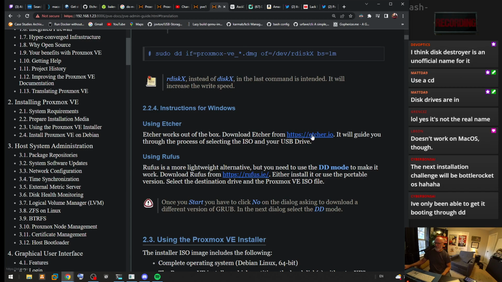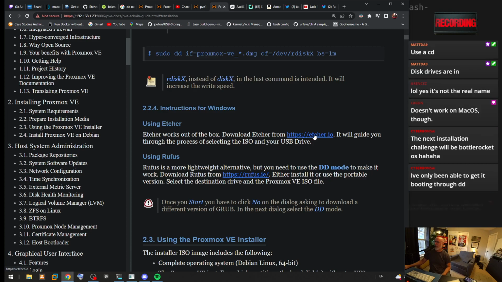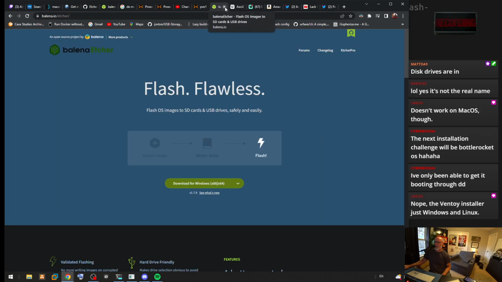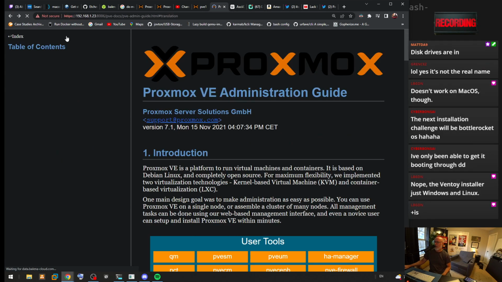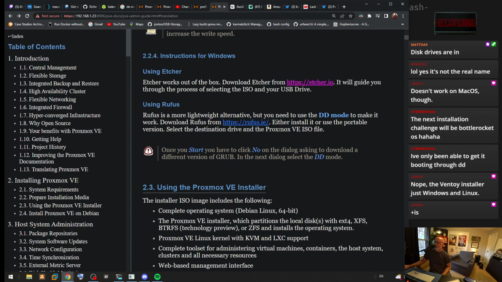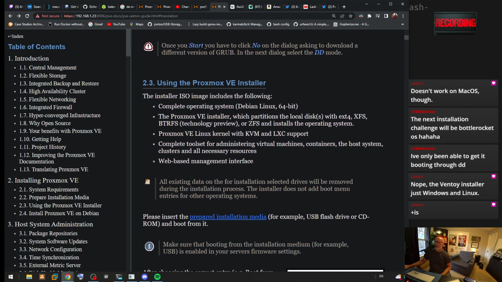Using Etcher. This is the thing we were talking about doing yesterday, using Balena Etcher. Etcher.io is Balena Etcher, which has got telemetry unless you turn it off, so be careful about that. Using Rufus. I'm not a fan of Rufus. People love to use it, but I don't. I mean, I don't even need to tell you any of this. We can skip.